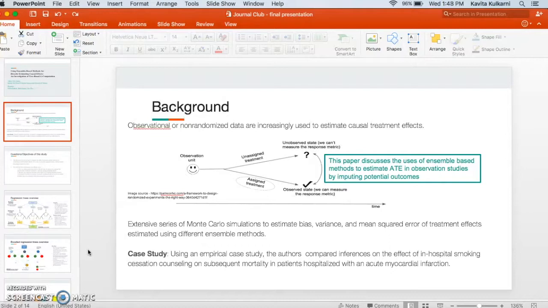And specifically, the ensemble methods that they consider in this research paper are bagged regression, boosted regression, and also the gradient regression techniques. So we will be giving you an overview of all of those techniques and also summarizing the results for you.